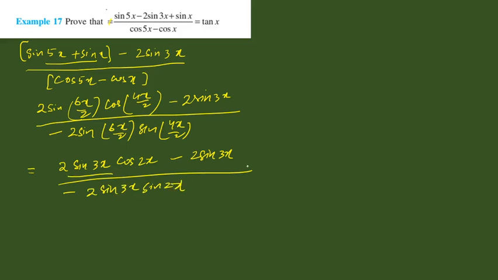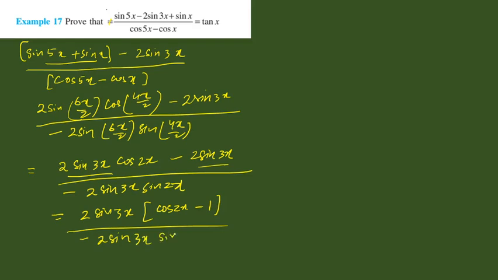Here what I can take common is 2 sin 3x. I will take 2 sin 3x common. I will get (cos 2x − 1) upon −2 sin 3x into sin 2x. Now this 2 sin 3x will get cancelled. A very important thing is that a minus sign is here. I'm going to take it in the numerator. I will be getting (1 − cos 2x) upon sin 2x. We end up till here.